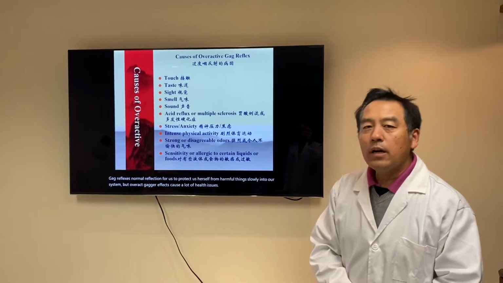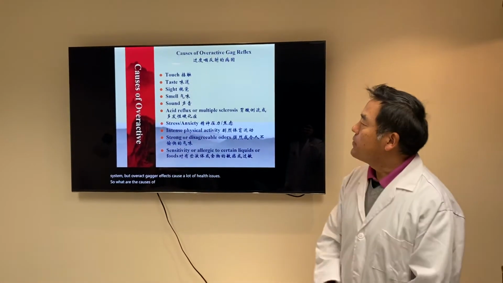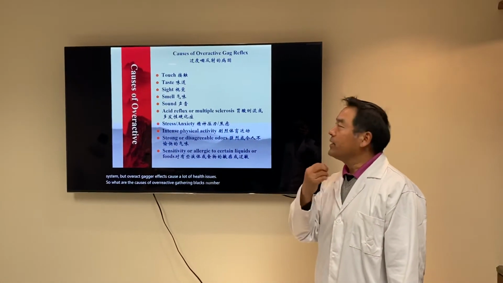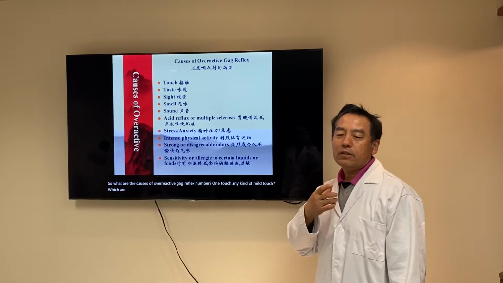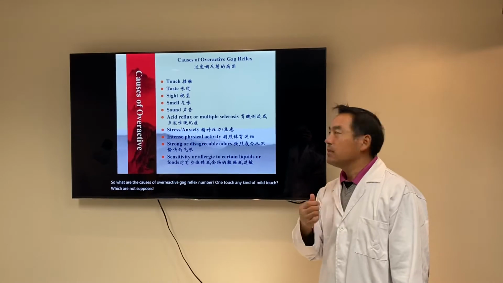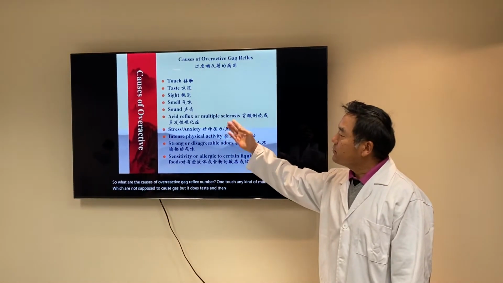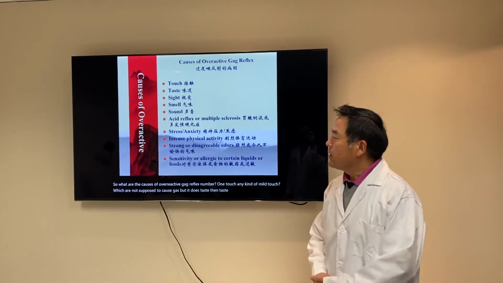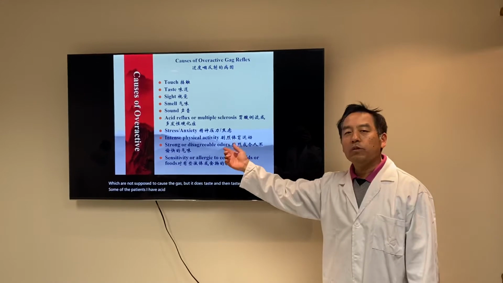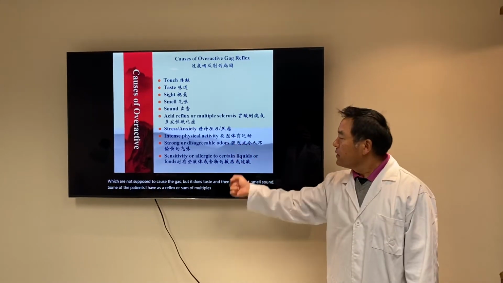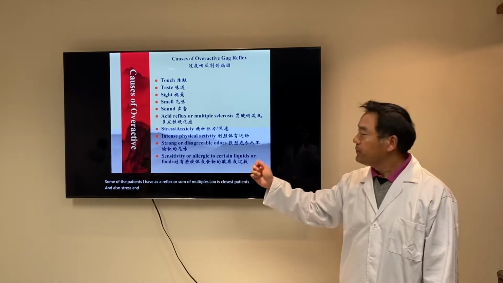So what are the causes of overreactive gag reflex? Number one, touch. Any kind of mild touch, which is not supposed to cause gagging, but it does. Taste, sight, smell, sound. Some patients have acid reflux, or some are multiple sclerosis patients. And also stress and anxiety can aggravate it.